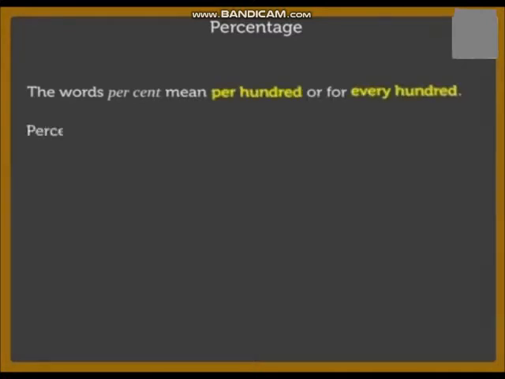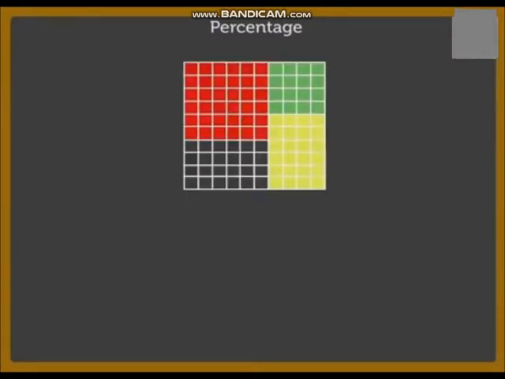Good morning, students. Today we are going to start a new chapter, chapter 12, percentage. So what do you understand by a percentage? The words per and cent mean per hundred or for every hundred. And the symbol for percentage is this. Let's understand this by this square. This square is divided into 100 equal dimension squares.